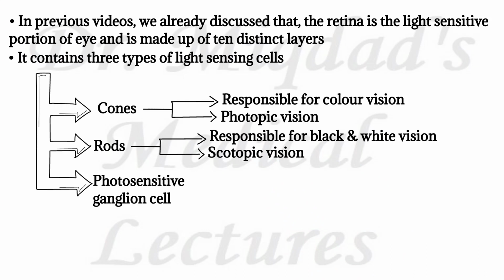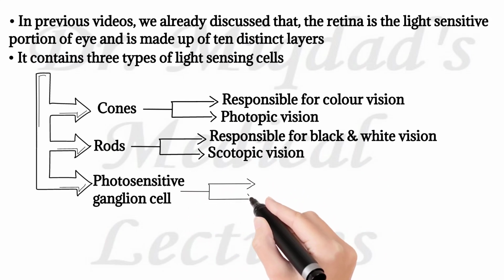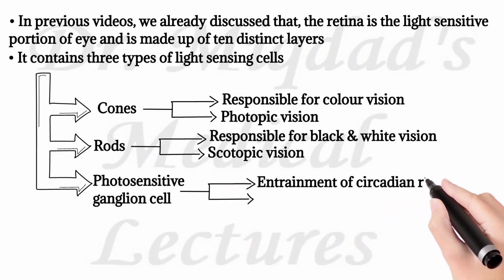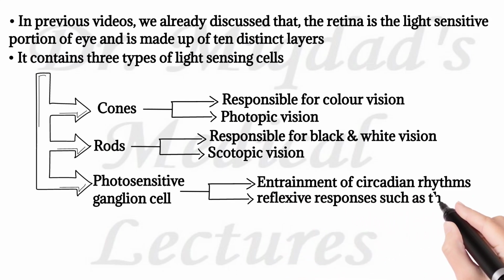Each of these two systems, that is rod system and cone system, work maximally under different conditions of illumination. This is called duplicity theory. Next is photosensitive ganglion cell. These cells are important for entrainment of circadian rhythms and for reflexive responses such as pupillary light reflex.